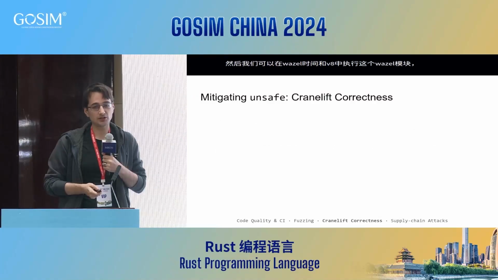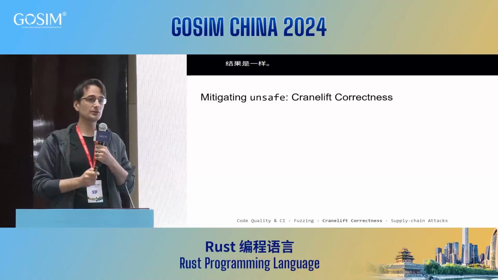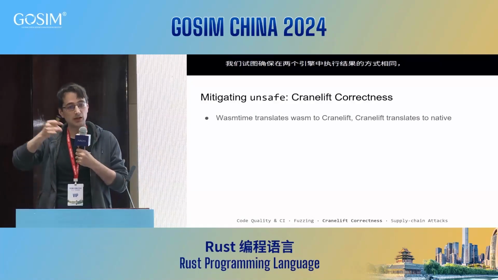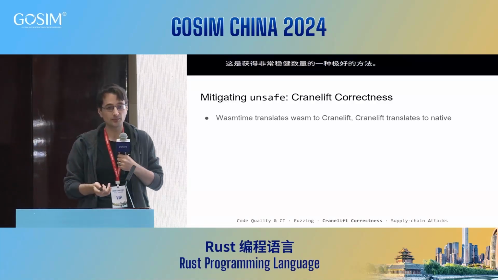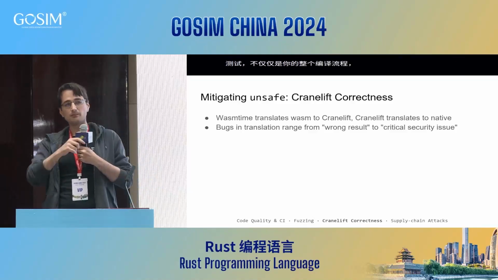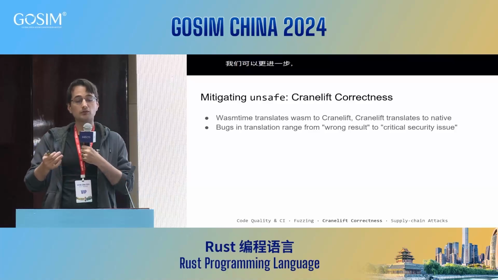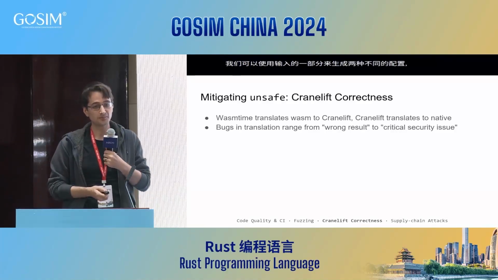So the next thing that I want to talk about is how we prove CraneLift is correct. CraneLift is WASMTime's compiler. In the compilation process, WASMTime will translate WASM to CraneLift, and then CraneLift translates that all to native. The problem here is that if there's a bug in this translation or a bug in the compiler anywhere, the problem can range from just a wrong result or wrong computation to a critical security issue.